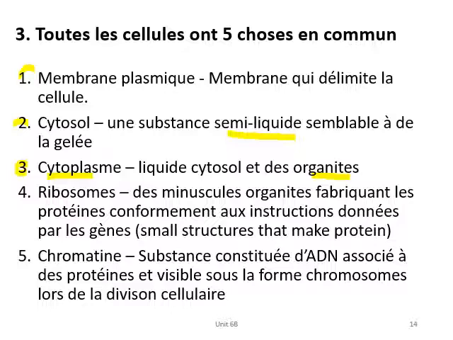We also have ribosomes that are found in all cells. These organelles make proteins. We're going to learn about this more in detail. And finally, chromatin, which is made up of DNA, or ADN, and proteins. And this is visible when a cell divides. So these are 5 things that prokaryotes and eukaryotes have in common.